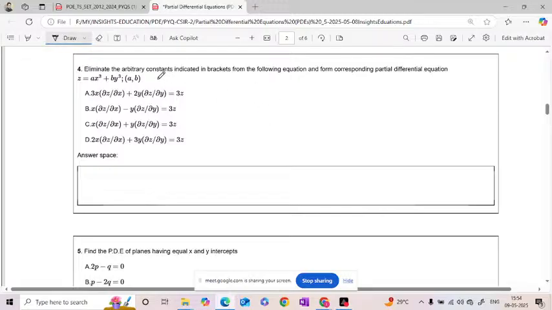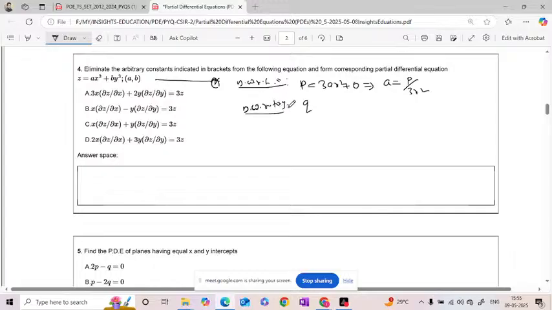So first of all, differentiate with respect to x. After differentiating with respect to x, what will we get? The result is p is equal to 3ax square plus 0. That means here a is equal to p by 3x square. Next one, after differentiating with respect to y, q is equal to 3by square. That means b is equal to 3q by 3y square.